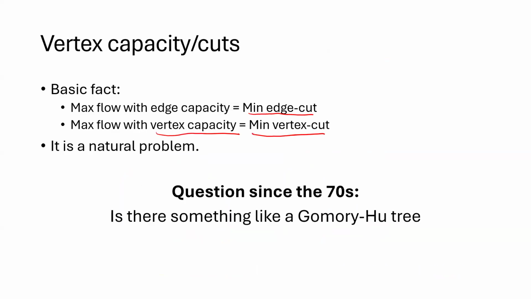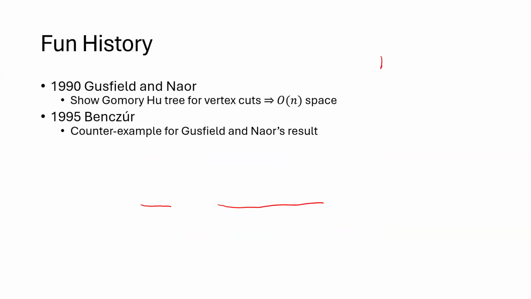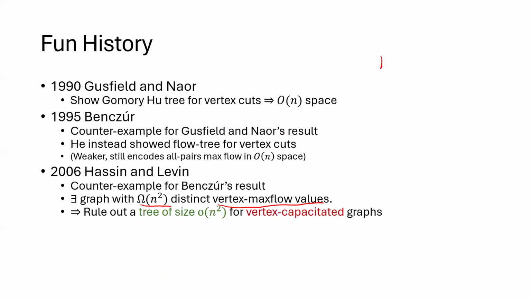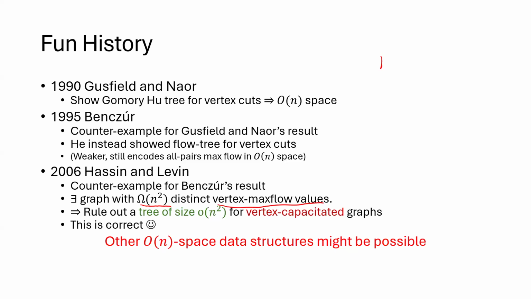Good questions. All right, let's come back to the history. So now Hassan and Levin show that this is correct, there is a hard example. But the question is this: this kind of rules out some data structures. Can there be another kind of data structure of linear size, especially when the graph has just unit capacity? Can that be the case? So this doesn't rule that out. This is not ruled out at all.